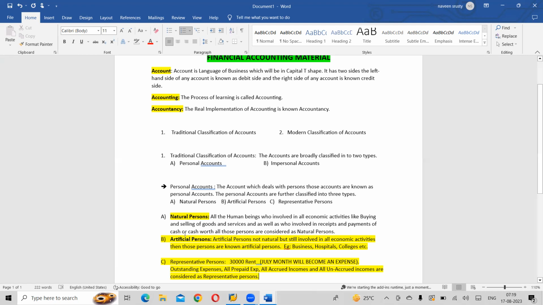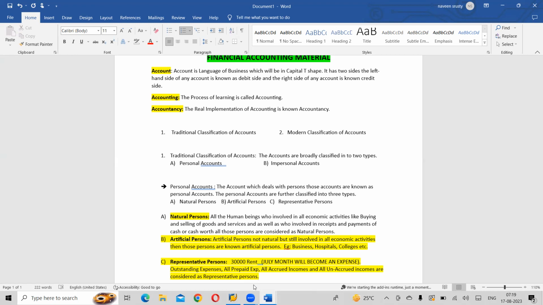So natural persons, artificial persons, and representative persons. This is a very big concept in any ERP or in our real time. We call it open item management in SAP. If you understand this particular concept, then open item management will not be a challenge for you. Again, we will repeat this. What do you mean by open item management?